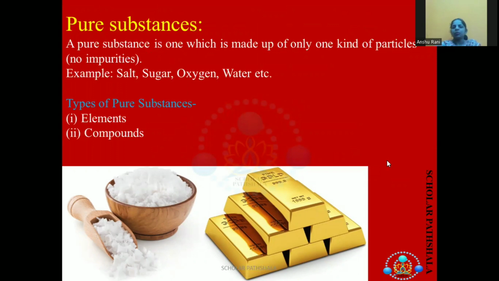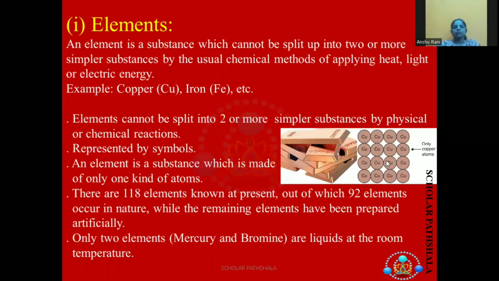In layman's language, if we think like a normal person, pure desi ghee, pure butter, which does not have any kind of adulteration, any impurities added in it, is called a pure substance. Like salt, sugar, oxygen, water, all these substances are called pure substances. So pure substances can be of two types, elements or compounds.